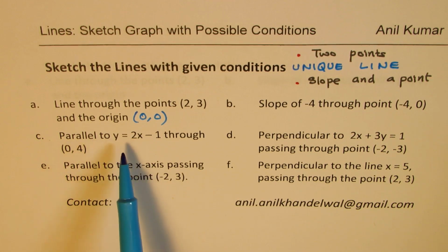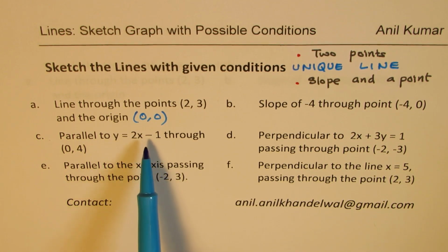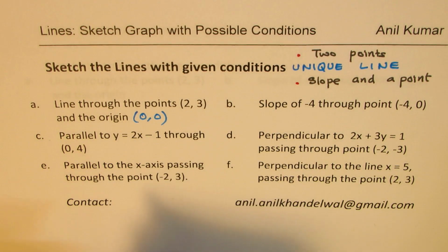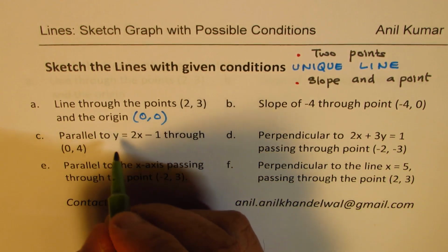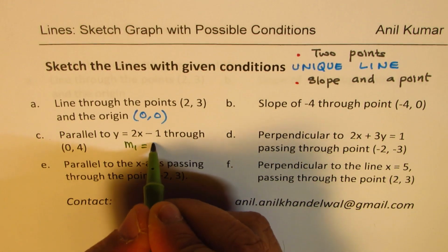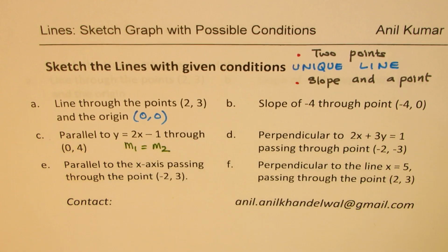C, parallel to a line. So when we say parallel to a line, then we know the slopes are equal, right? So that means two slopes are equal. So we are given the slope. So M1 is equal to M2. We are given the slope through a point 0, 4.